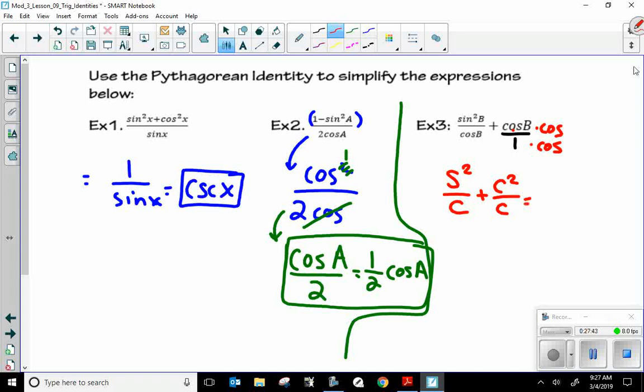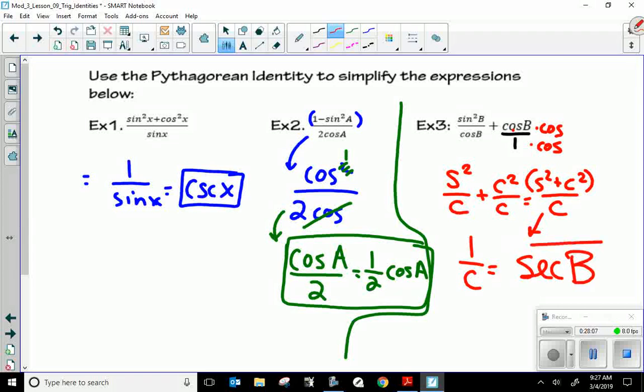Now I can combine these. When I add fractions, the bottom stays the same. You need to have a common denominator, and it will stay that common denominator. So the top is just going to be sine squared plus cosine squared. Oh boy, that's our Pythagorean identity. That is, this numerator is 1 over cosine. That's reciprocal. That's secant, and they use the letter b. So it's the secant of b. And you are done.